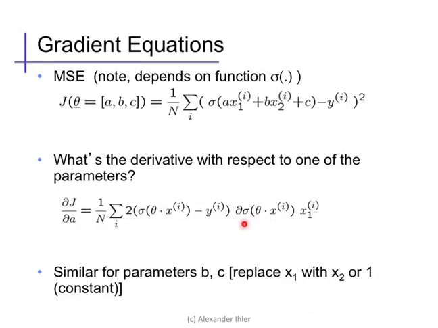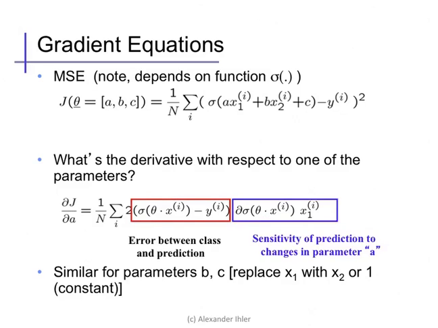Since y is constant, this is just the derivative of the sigma function at that point, times the derivative of its argument, which is just the feature, x1. Here, this d sigma term is the slope of the sigmoid at this point, theta times x. Interpreting the derivative again, we have one term measuring the amount of error and its sign, and a second term measuring the sensitivity of our prediction to changes in the parameters.